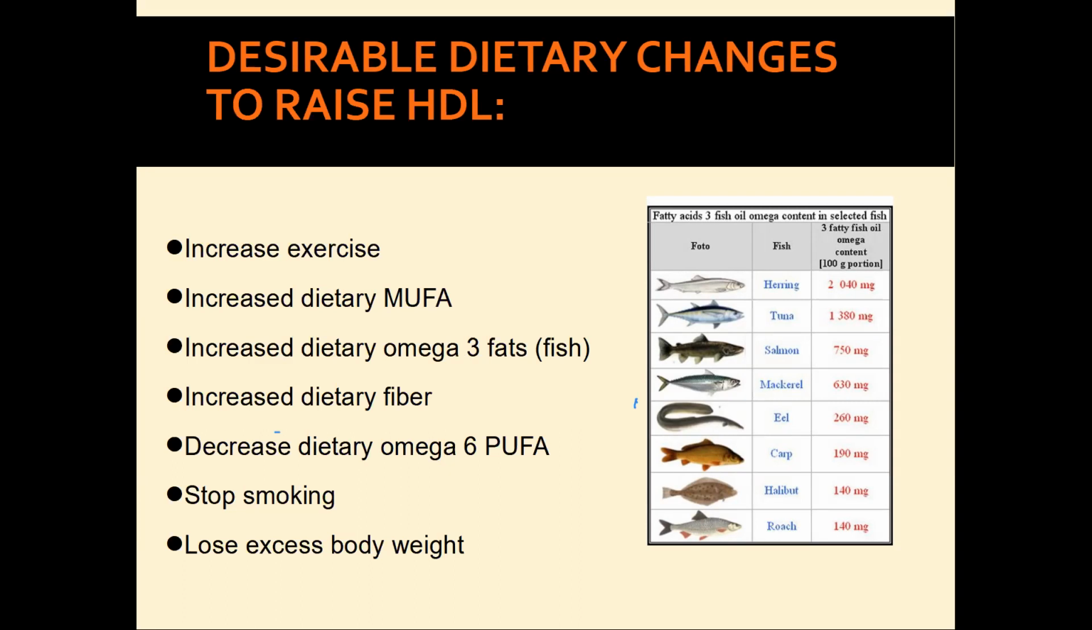We also want to increase our fiber intake. We want to decrease our omega-6 fatty acids, so less corn oil, less soybean oil. We also want to, again, stop smoking and increase exercise, because losing excess body weight will definitely help to increase your HDL levels. And again, we want to increase fiber, like having more whole grains, beans, fruits, and vegetables, to increase your HDL levels.